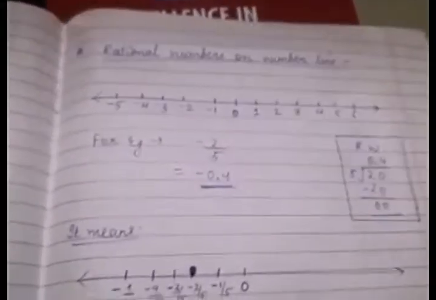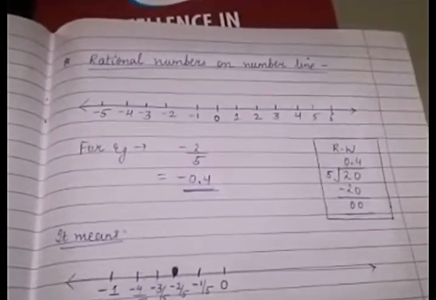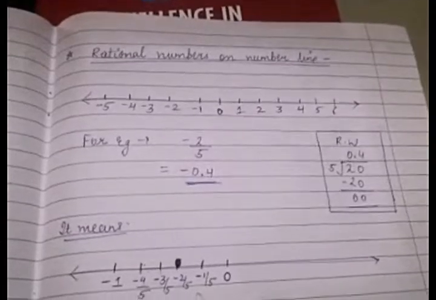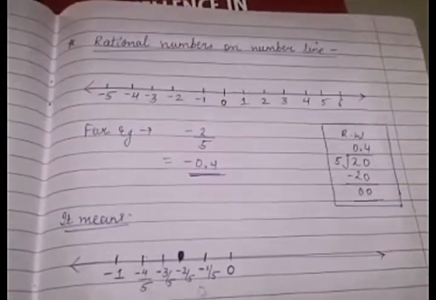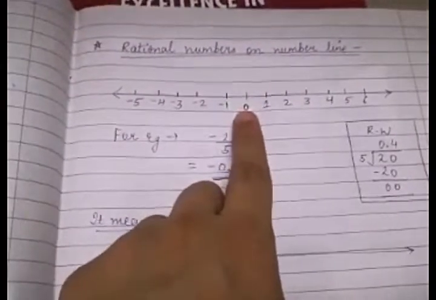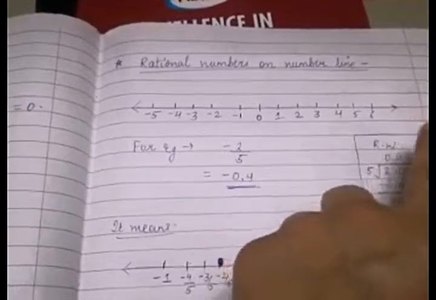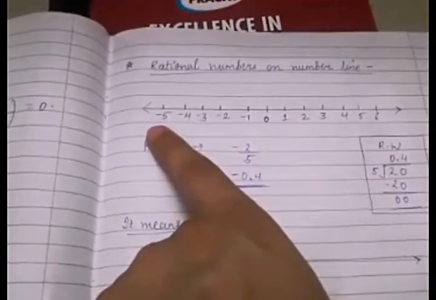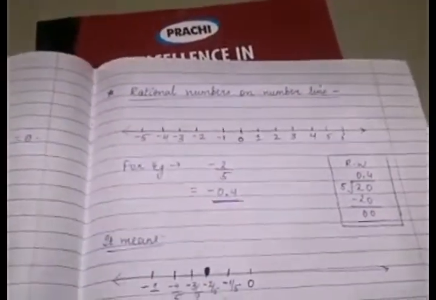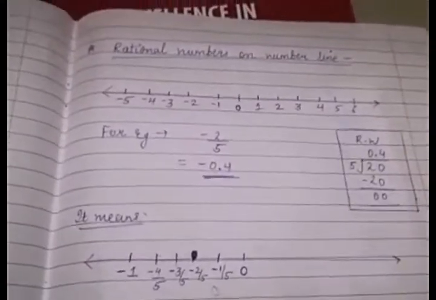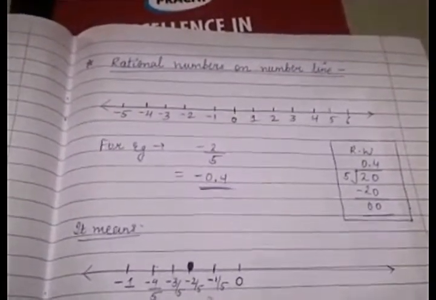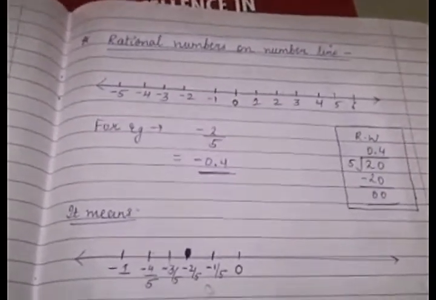The next topic of this chapter is rational numbers on the number line. We know that numbers can be represented on number lines. How to draw a number line? You know that in the middle we have 0, on the right hand side we have all the positive numbers, and on the left hand side we have all the negative numbers. Let us see how to represent rational numbers on the number line.